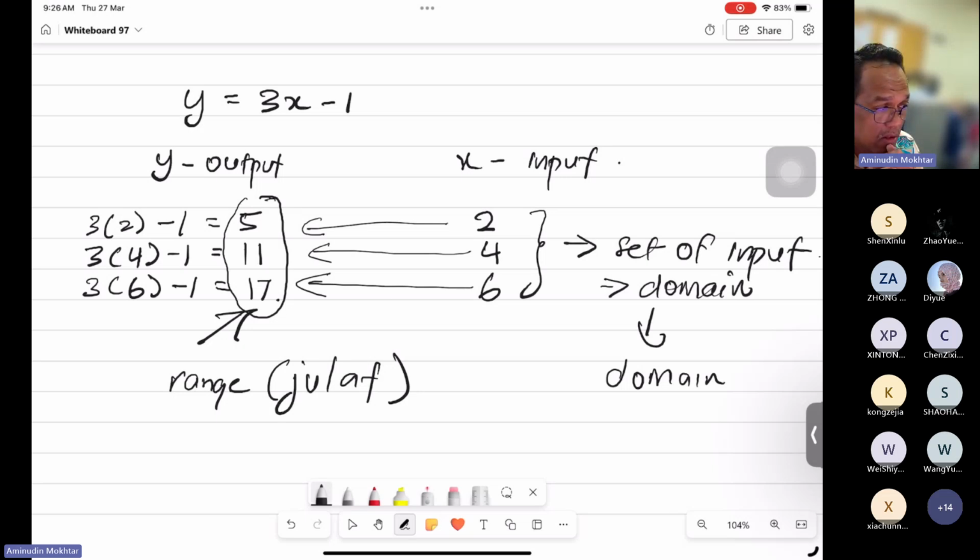This is the theoretical part, the theory of function. This is just for introduction. In this class, for each topic we have two parts: the theoretical part and the application part. What I have explained just now is the theoretical part of the function. What is y? What is x? How to calculate? How to get range? How to get domain? What is input? What is output? What is a function? For example, y is equal to 3x minus 1.